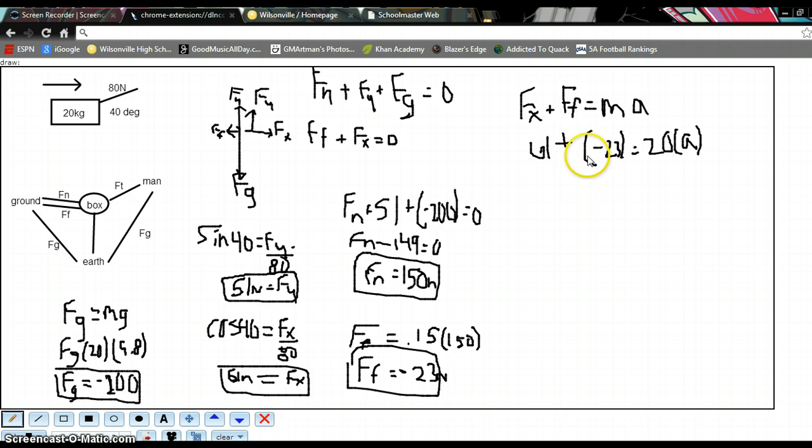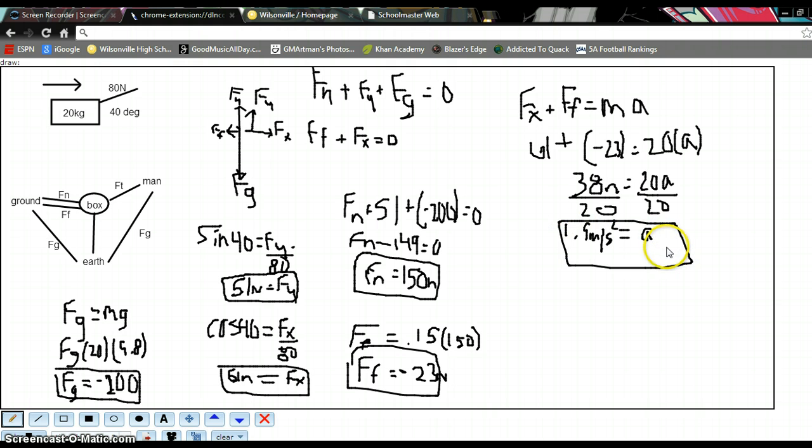So when you add these two together, we get 38 newtons equals 20A. To get A by itself, you would divide both sides by 20, and we would get that the acceleration is 1.9 meters per second squared. And that's UBFPM 1.